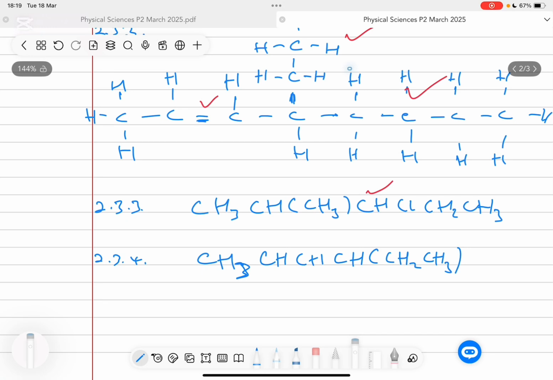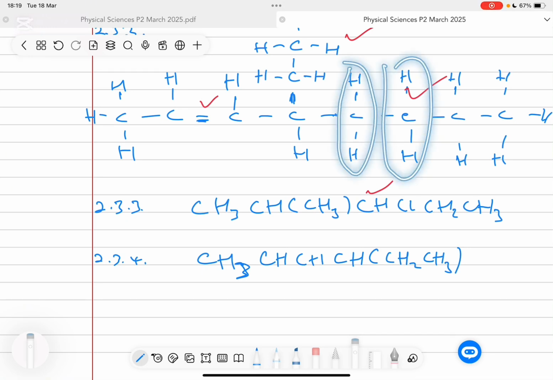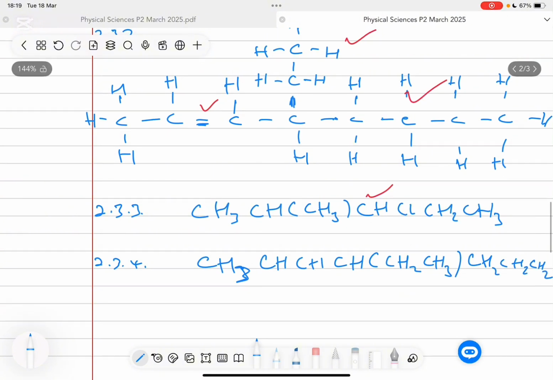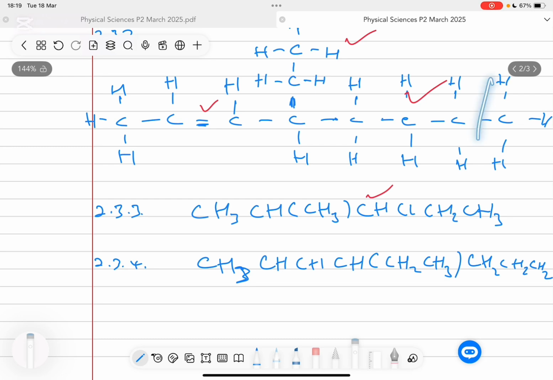Then from there, it is attached to the CH2, CH2, CH2. We have 3 CH2s, and at the end here we have CH3. We then have the CH3. So I don't have space, but you just try to write it in 1 line, so that at the end here, after the CH2, we have the CH3. And that's how you are going to answer that question.